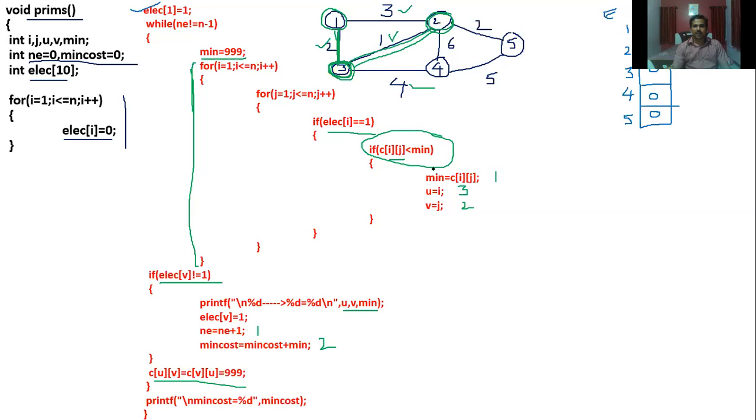Elected of v, that is 2. Number of edges will be increased by 1. It will be 2 now. Minimum cost is going to be 2 plus 1, 3. Again, this value will be infinity, because in the next iteration I should not consider this edge. This and this, nowhere will they be considered.